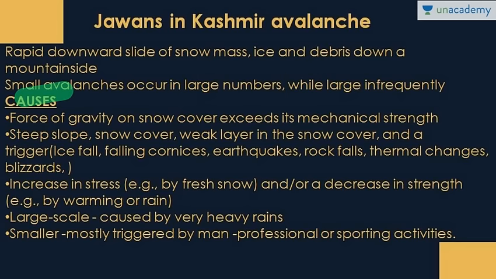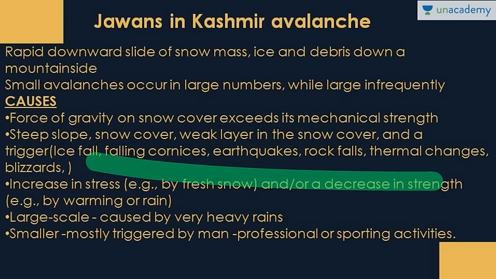Firstly, causes. The biggest and fundamental cause is that snow is held together by its mechanical strength, and when this mechanical strength becomes less than the force of gravity, or otherwise, when the force of gravity becomes more than the mechanical strength that binds the snow, avalanche occurs. Also, what are the ideal conditions for it? Firstly, you need to have a steep slope, a snow cover, a weak layer somewhere in the snow cover, and a trigger. This trigger could be anything as mentioned in the brackets as well.